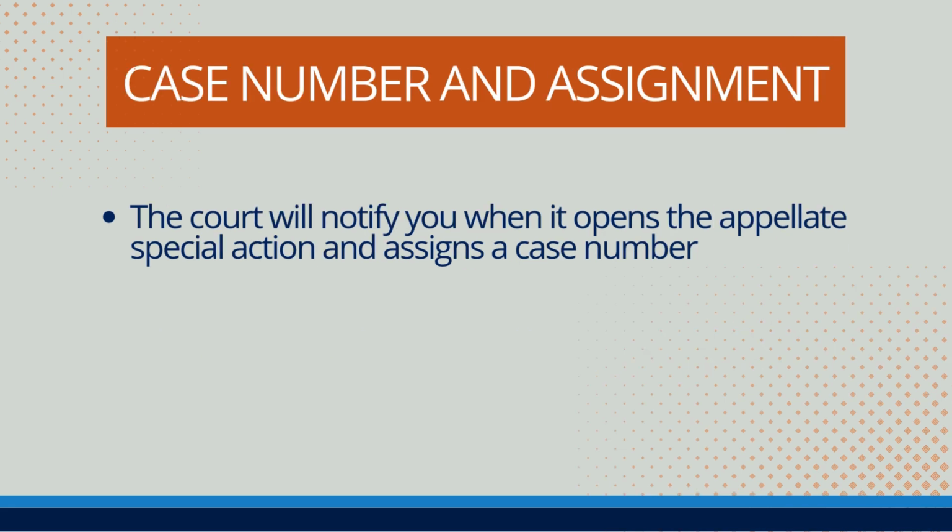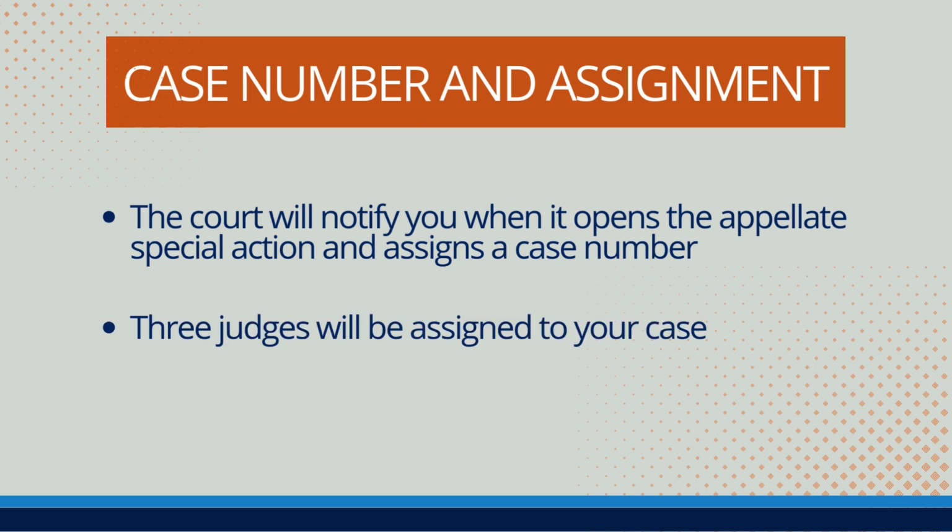The Court of Appeals will notify you when it opens the special action and assigns a case number. You must use the case number when you file documents or contact the court. The court will tell you the names of the 3 judges assigned to your case. You can also check the docket on the court's website to get case information.